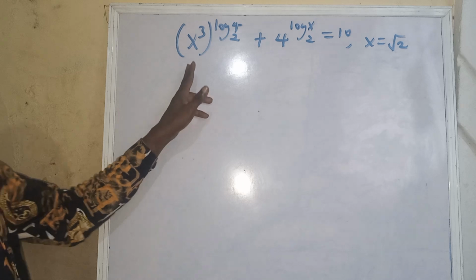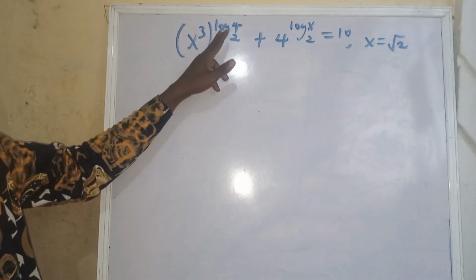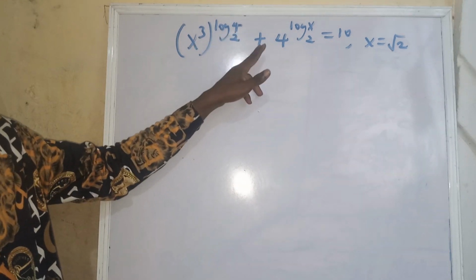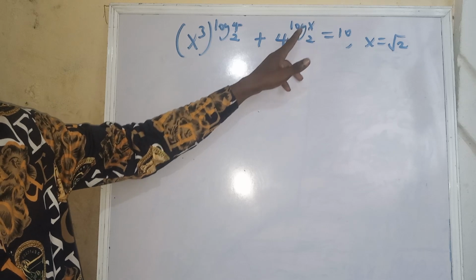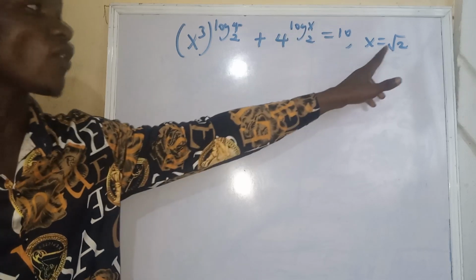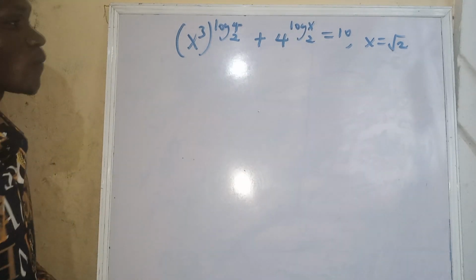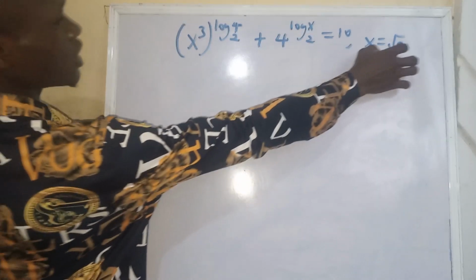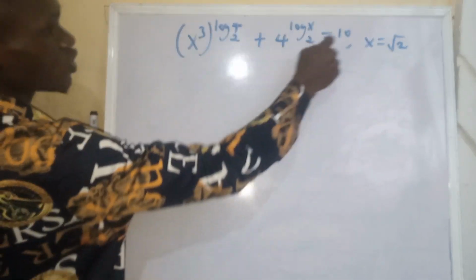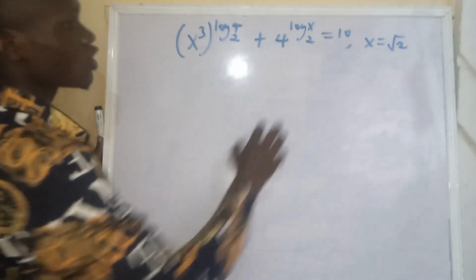Okay, since this is our question, we are having x to the power of 3 or to the power of 4 to base 2 plus 4 to the power of log x to base 2 is equals to 10. Then we say our x is equals to root of 2. Let's plug in the value of x into this question to see whether it's going to be equals to 10.